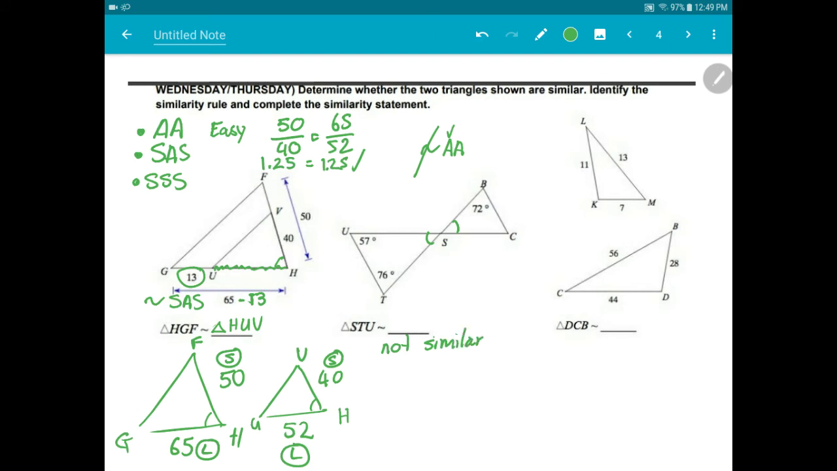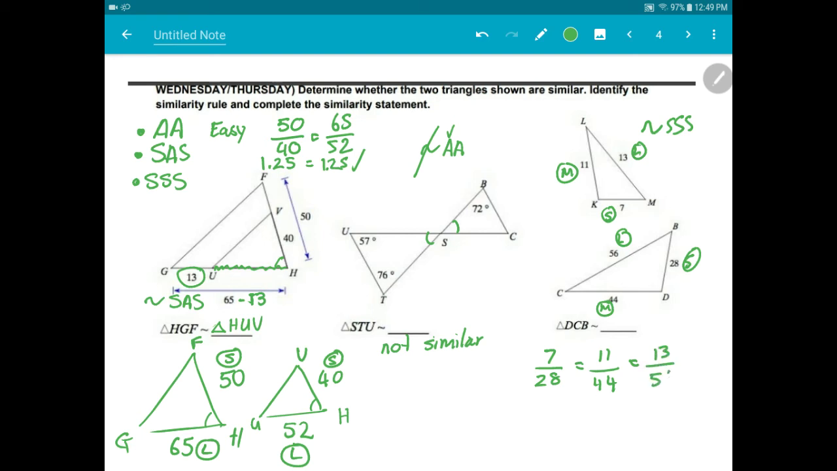Our last one, we don't have any angles, so we're going to try here for side, side, side. So again, I'm going to label these from smallest to largest. Small, small, medium, medium, large, large. Now I have to set up 3 proportions this time. So this time I will just be checking with my calculator. So I'm going to go small on small equals mid on mid, which is equal to large on large.